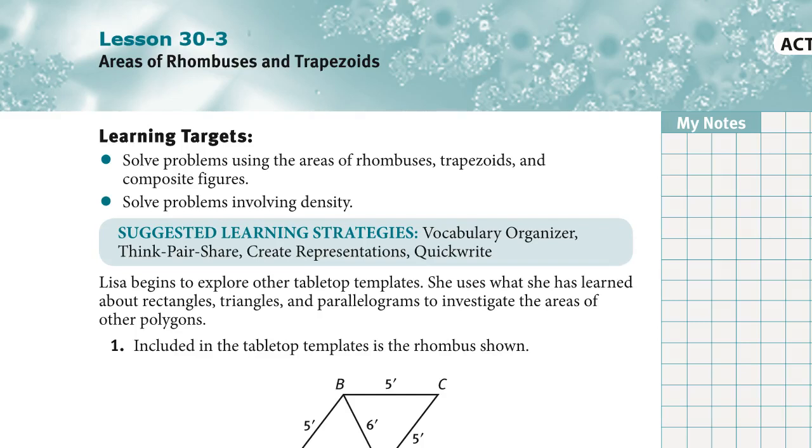This video is for lesson 30-3, area of rhombuses and trapezoids. Learning goals are to solve problems involving area of rhombuses and trapezoids, and to solve problems involving density.